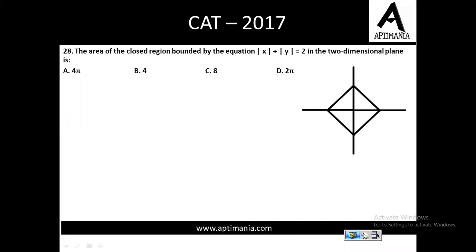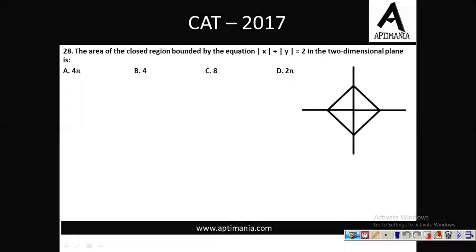Question number 28 is on the screen. The area of the closed region bounded by the equation |x| + |y| = 2 in the 2D plane is, right? So the figure for this equation will be in this shape where the coordinates of the endpoints will be (0, 2), (2, 0), (0, -2), and (-2, 0). Right. So in order to calculate the area of this, we can calculate the area of one triangle and multiply it by 4, as all the 4 triangles are identical in shape.